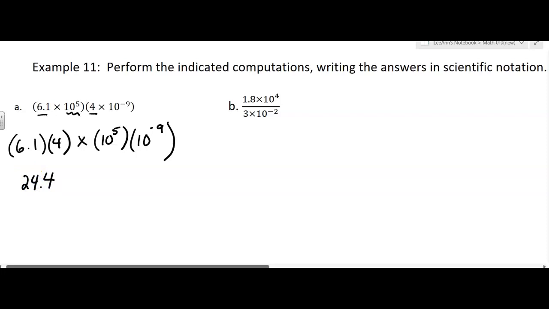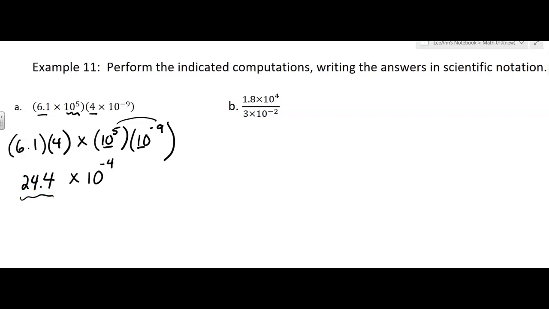Times, and then this is going to be 10 to the negative 4th, right? Because I'm adding exponents here. Like bases, add the exponents. There's a problem though. Don't put a box around this, because 24.4, that's too big to be in scientific notation. It's not a number between 1 and 10.